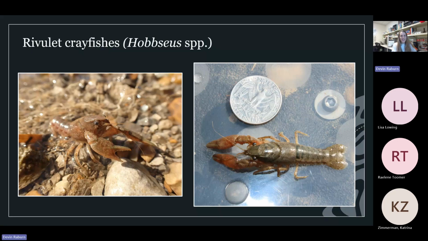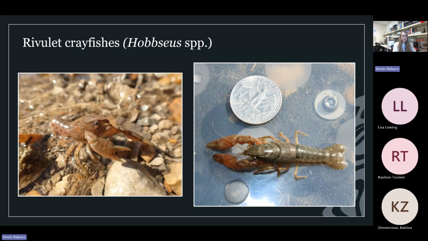And so we'll be honing in on 7 species of Mississippi crayfishes, a species complex known as the rivulet crayfishes in the genus Hobbseus. Like I said, there are 7 species in this genus, and all of them are endemic to Mississippi, and one of the species' ranges extends into Alabama.